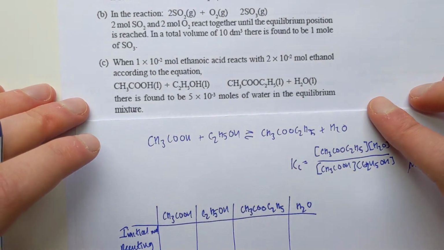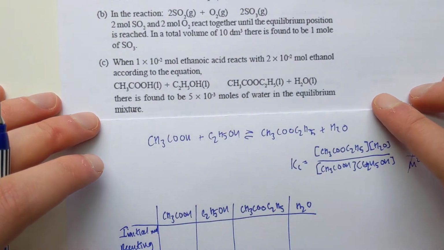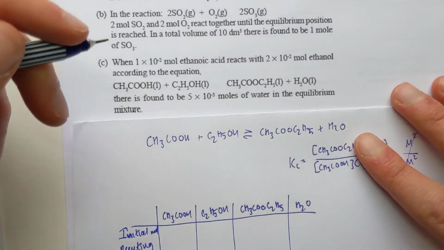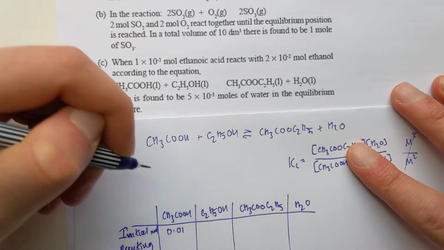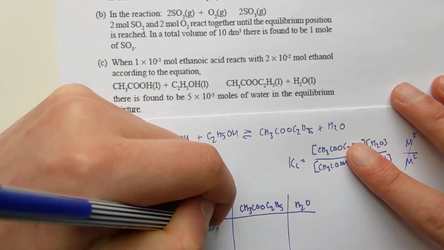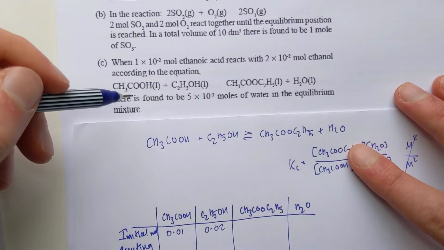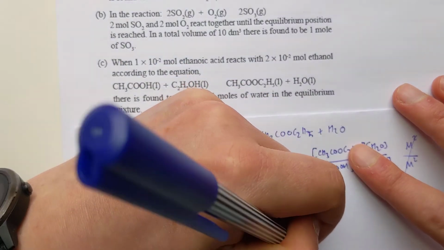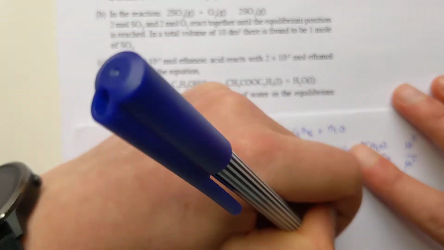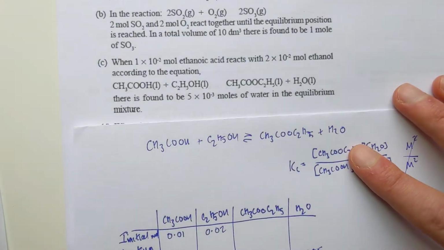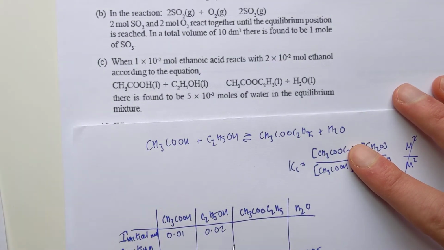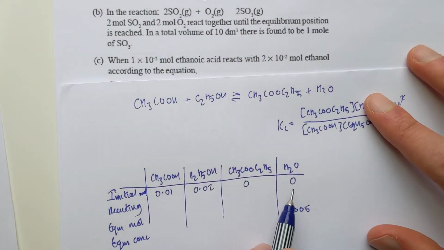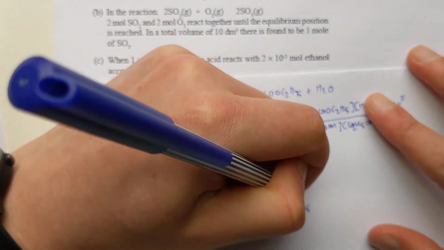So, when 1 times 10 to the minus 2 moles of ethanoic acid reacts with 2 times 10 to the minus 2 moles of ethanol, I'm going to put that in at the start. So it's trying to trick us a wee bit with standard form. 1 times 10 to the minus 2 is just 0.01, and 2 times 10 to the minus 2 is just 0.02. At equilibrium, there's found to be 5 times 10 to the minus 3 moles of water. So at equilibrium for my water, I'm ending up with 0.005 moles of water, assuming I just had these reactants at the start and no products. I'm starting with nothing there, therefore my water column I've ended up making 0.005 moles of it.